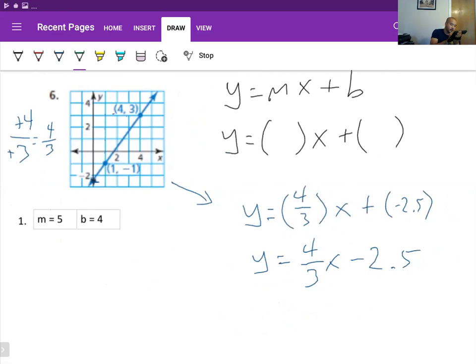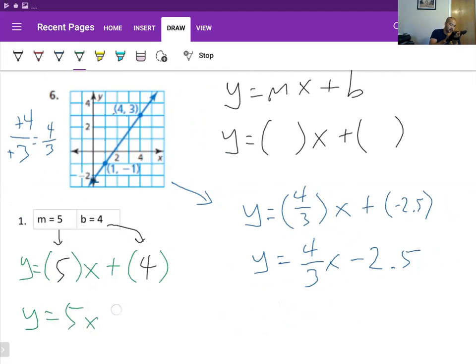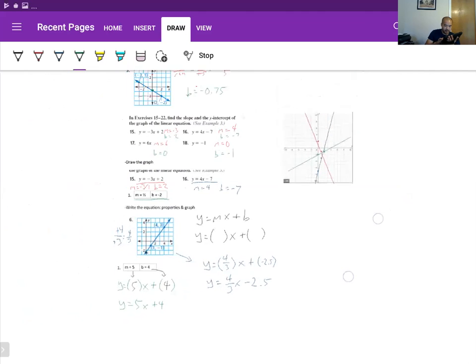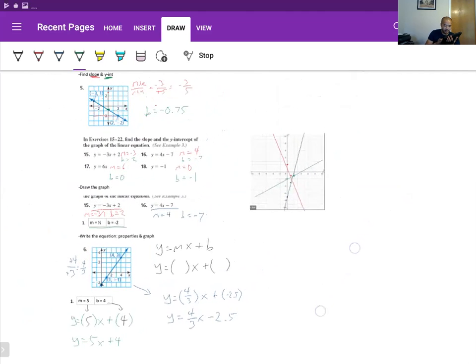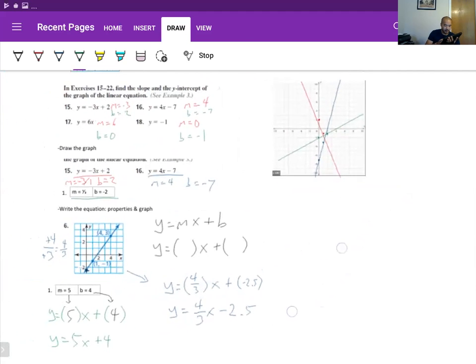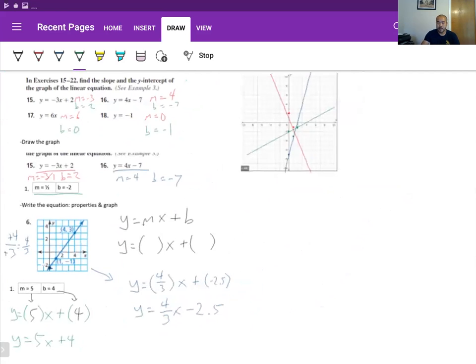Okay, last one. You have y equals mx plus b. So m goes here, b goes here. So your answer for this one, y equals 5x plus 4. Okay, that's all your examples. That should cover everything you're doing on this assignment. I'm gonna leave it right here because these are the more complicated ones in the first ones.